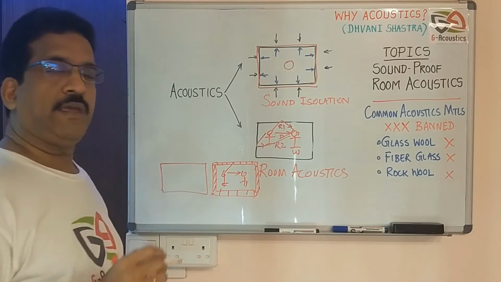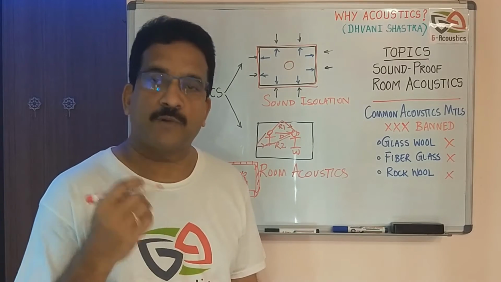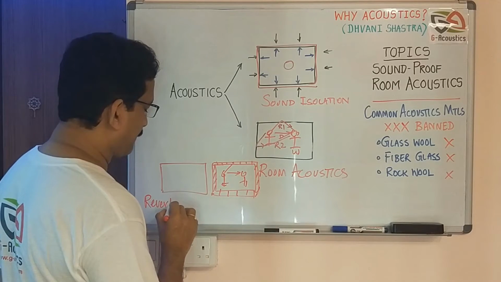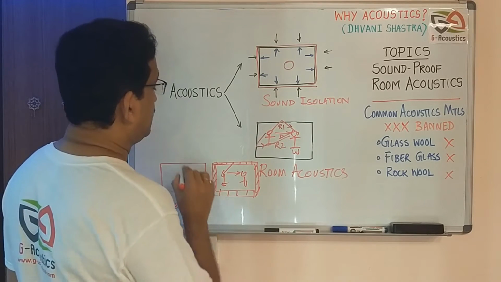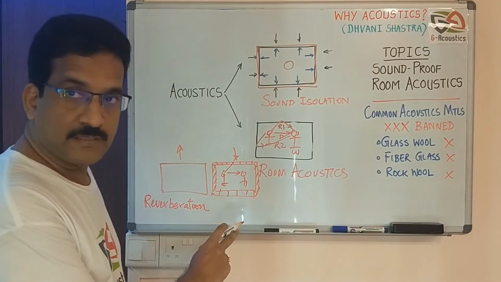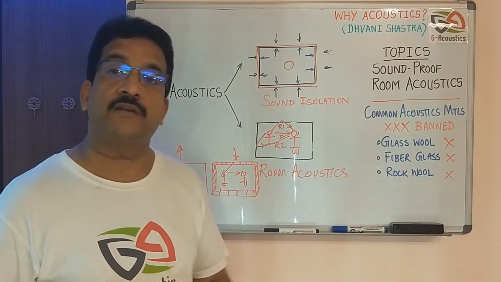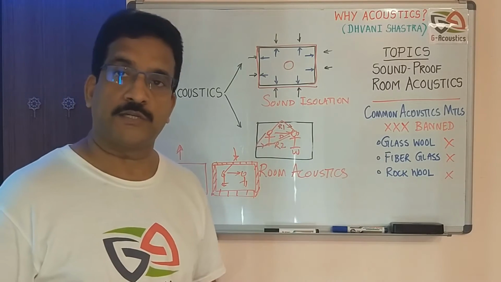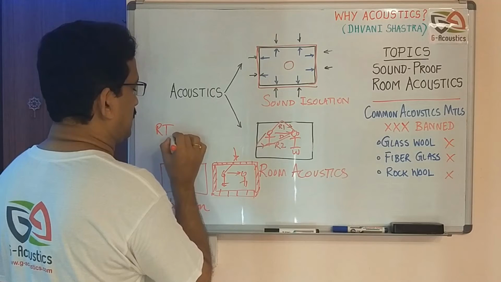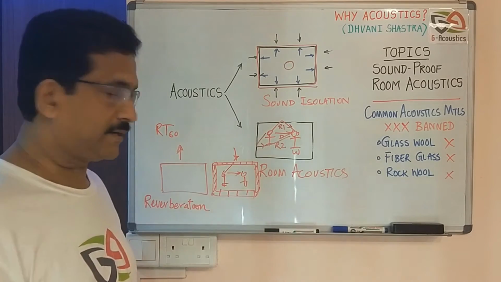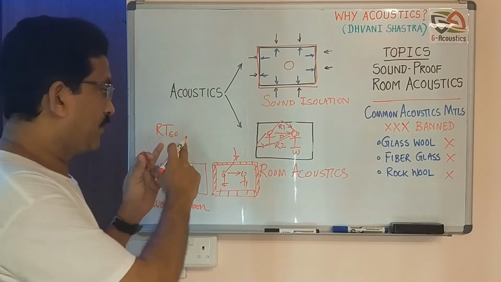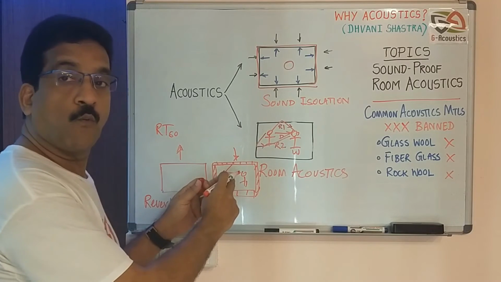In room acoustics, we talk about something called reverberation. Here we say that reverberation is high. So reverberation is high here and very low here. And one of the parameters that we use for room acoustics is called reverberation time. We call it RT60, which we will give a lecture on in a separate session. In this case, the reverberation time is very high, and in this room the reverberation time is very low.